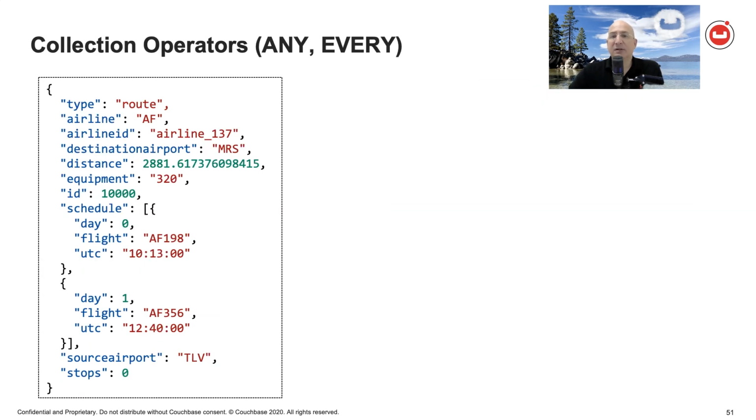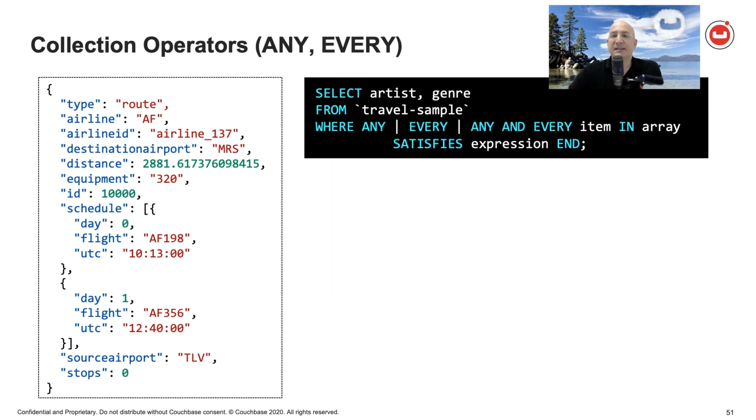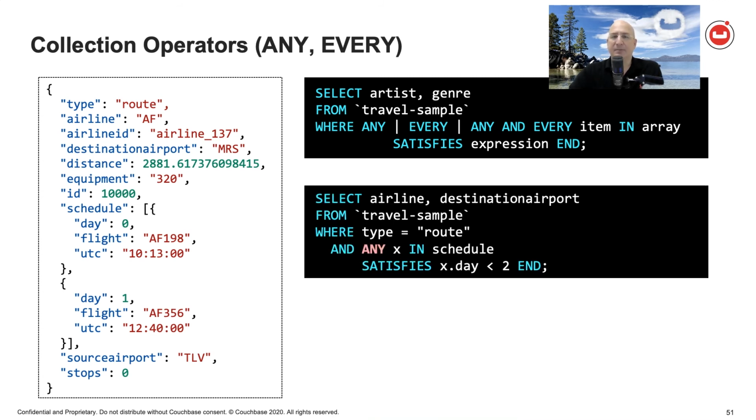Arrays can also contain objects and not just plain values. NoSQL offers a special syntax for querying elements of objects inside arrays. This is the general syntax for searching for elements in an array of objects. Let's look at an example. Here we are using the word any to search for an item in the array schedule. NoSQL needs to iterate over all the items of the array.